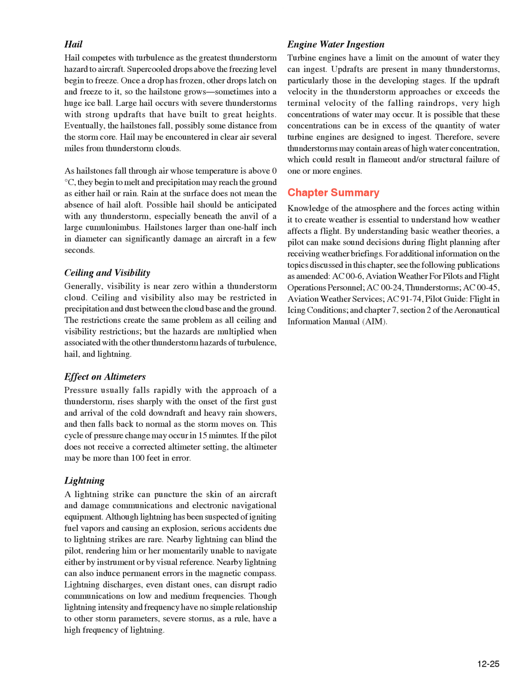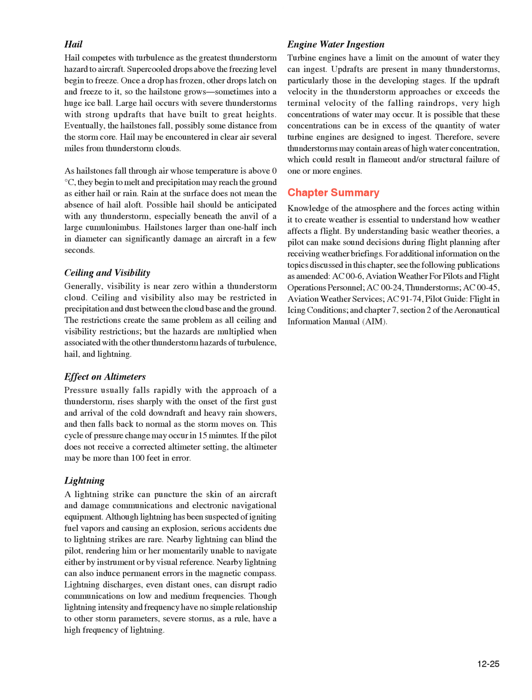Lightning. A lightning strike can puncture the skin of an aircraft and damage communications and electronic navigational equipment. Although lightning has been suspected of igniting fuel vapors and causing an explosion, serious accidents due to lightning strikes are rare. Nearby lightning can blind the pilot, rendering him or her momentarily unable to navigate either by instrument or by visual reference. Nearby lightning can also induce permanent errors in the magnetic compass. Lightning discharges, even distant ones, can disrupt radio communications on low and medium frequencies. Though lightning intensity and frequency have no simple relationship to other storm parameters, severe storms, as a rule, have a high frequency of lightning.